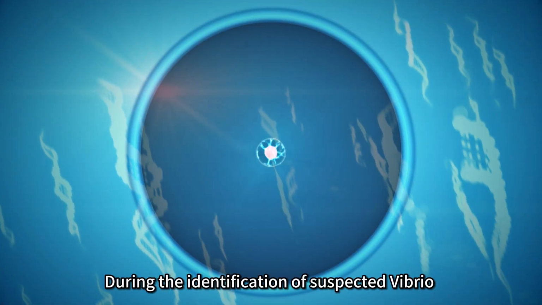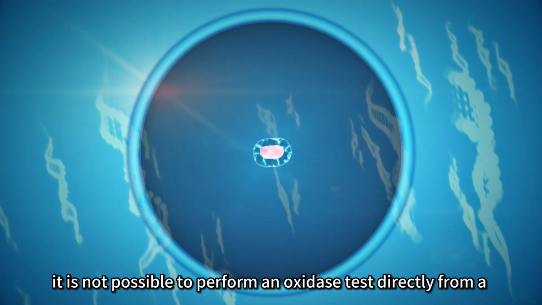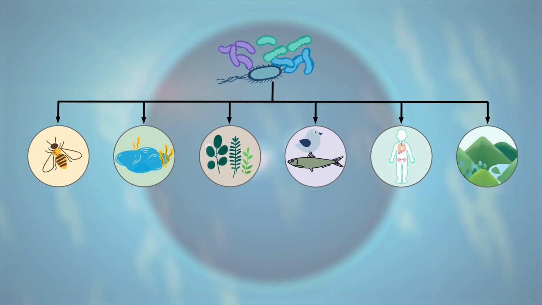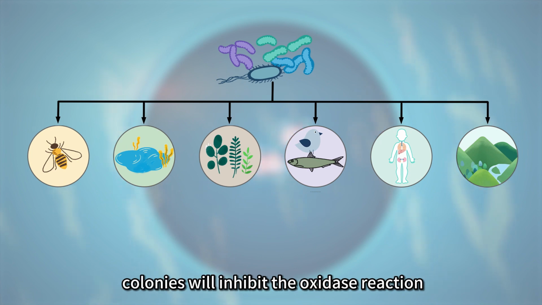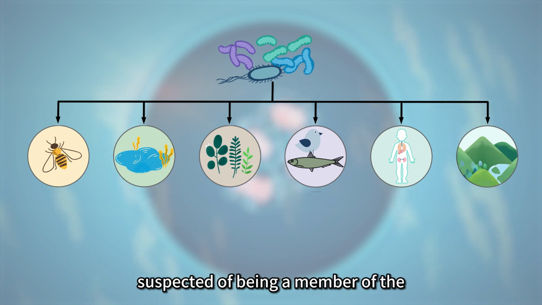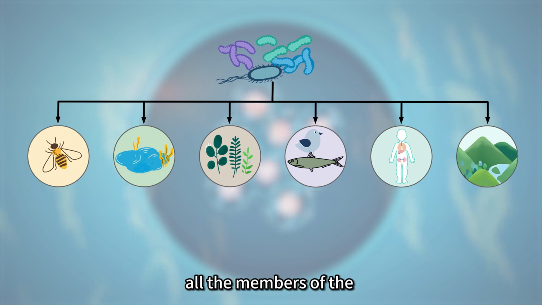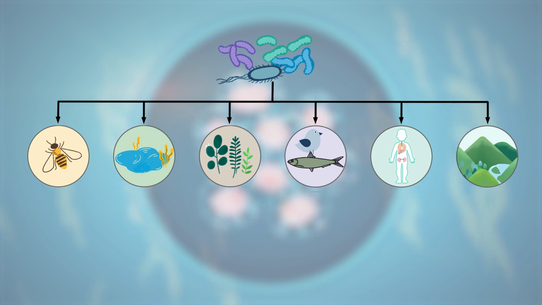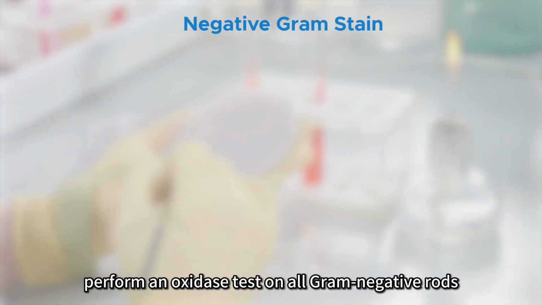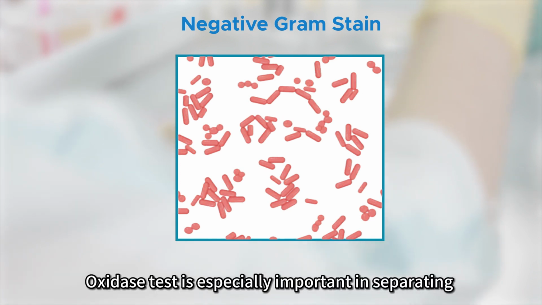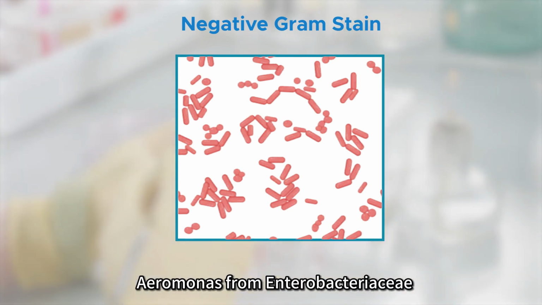During the identification of suspected Vibrio cholerae isolate, it is not possible to perform an oxidase test directly from a TCBS culture because the acid produced by the sucrose fermenting colonies will inhibit the oxidase reaction. Oxidase test is most helpful in screening colonies suspected of being a member of the Enterobacteriaceae family. All the members of the Enterobacteriaceae family, including E. coli, are oxidase negative. To avoid misidentification, perform an oxidase test on all gram-negative rods. Oxidase test is especially important in separating Aeromonas from Enterobacteriaceae.